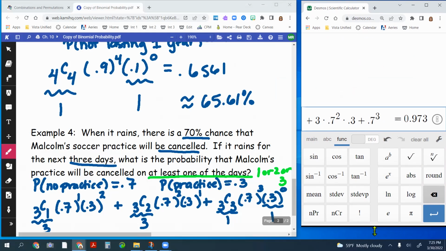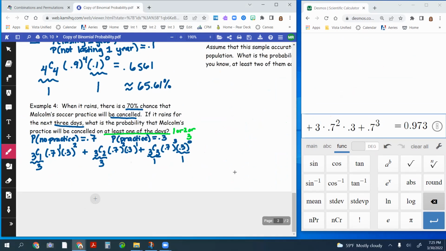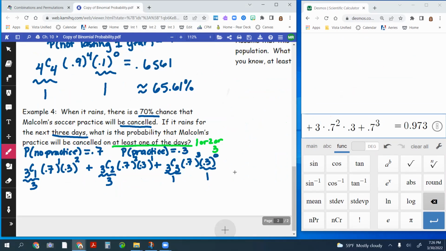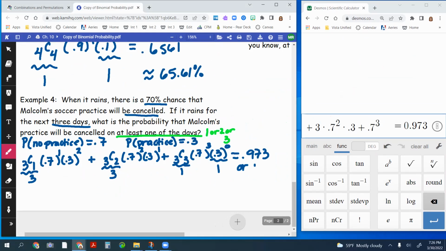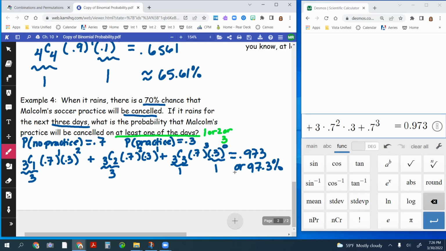Okay. So this whole thing is going to equal 0.973, or 97.3%. Now, something I want us to notice is when we're talking about these binomial probabilities, and if we're dealing with this situation where we have 3 days, what can happen? So you can have 1 day where your practice is canceled, 2 days where your practice is canceled, 3 days where your practice is canceled, but you can also have 0 days. So really, if I was to take these ones I just listed out and add it with 3 choose 0 times 0.7 to the 0 times 0.3 to the 0, this would end up giving me 100%.